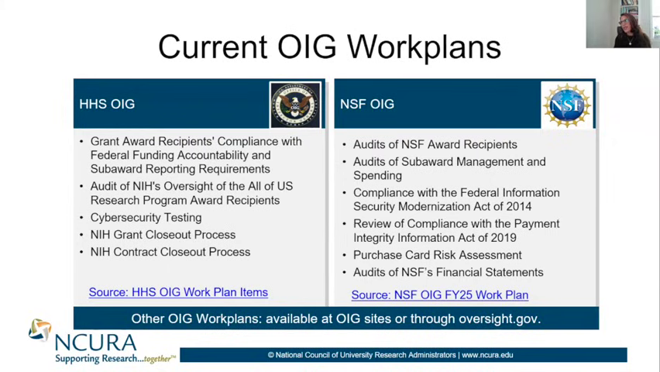Another area that we see, and as we shift over to the NSF and we think about some of the examples we'll be looking at later, is subrecipient monitoring, certainly a key area that the agencies have been focused on. One of the areas on the work plan this year is the grant award recipients' compliance with federal funding accountability and sub-award reporting requirements. So FFATA is a key piece of this, and the sub-award reporting requirements. I've actually seen a couple of these come through recently, and in the ones that I've seen, it has been a review of the OIG's oversight of the NSF's management or oversight of agencies related to that.